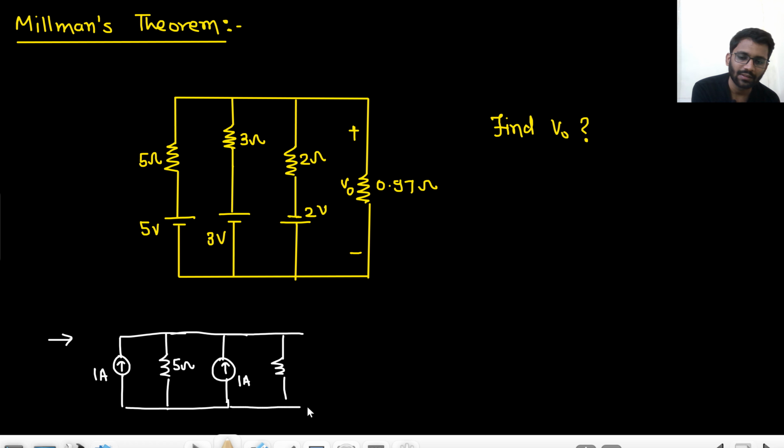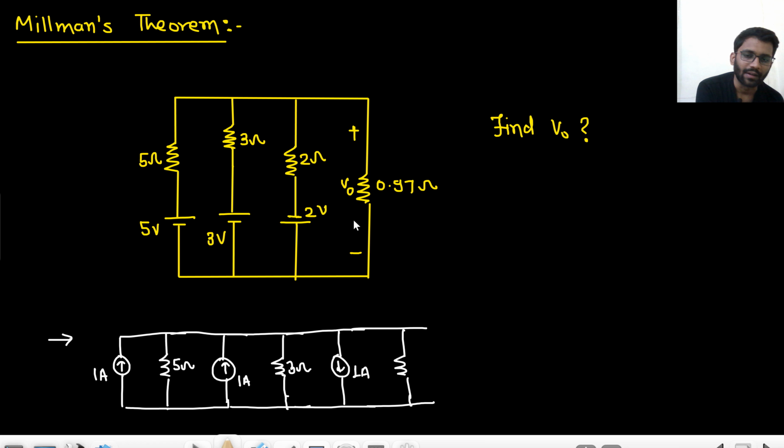And what about the next one? In the next one, 1 ampere current source downward, right? 1 ampere current source downward and 2 ohm in parallel, and then 0.97 ohm, and this is the V naught value that you are looking for. Now these current sources are in parallel: 1 ampere current source, 1 ampere current source, and 1 ampere current source.